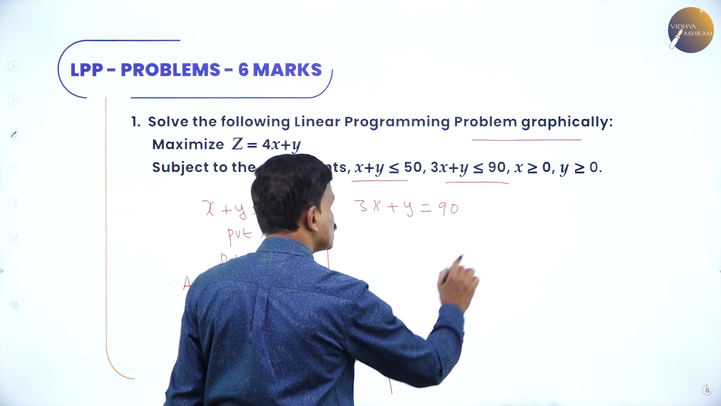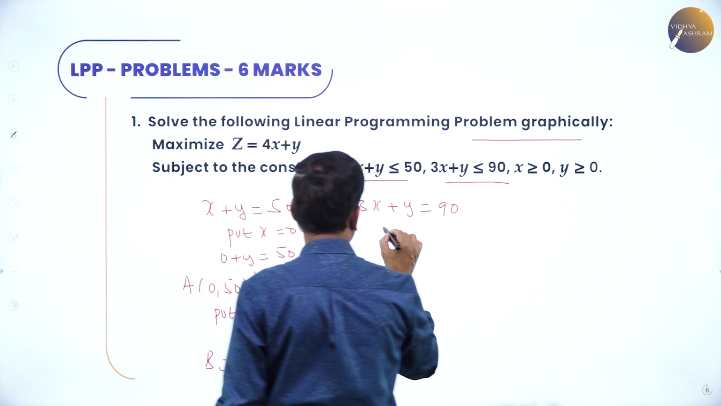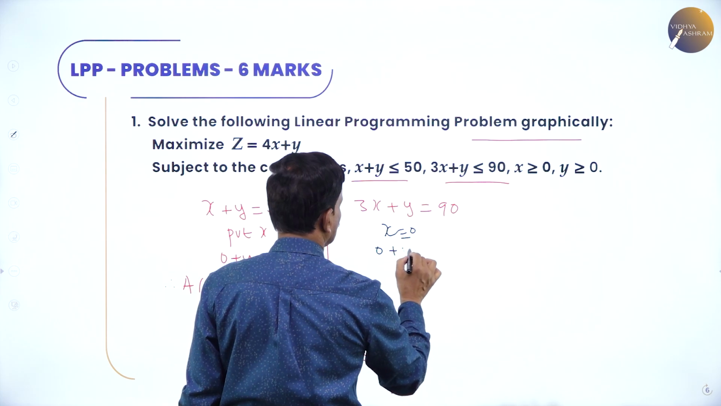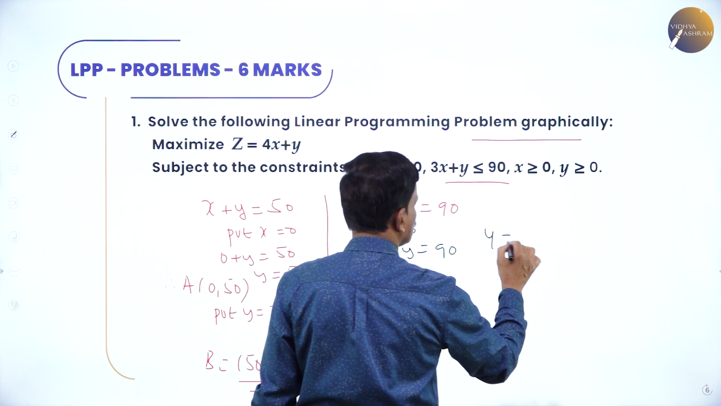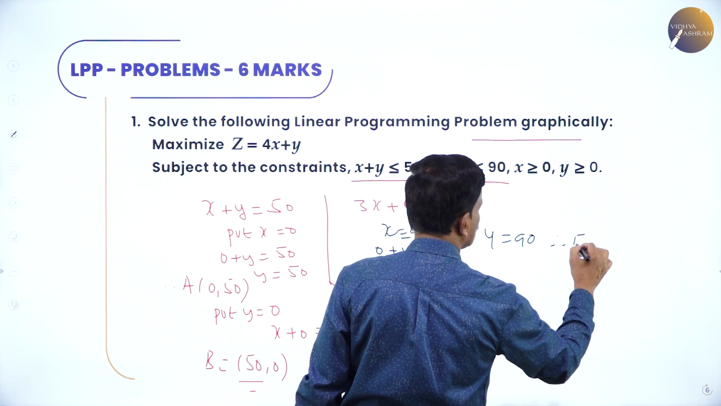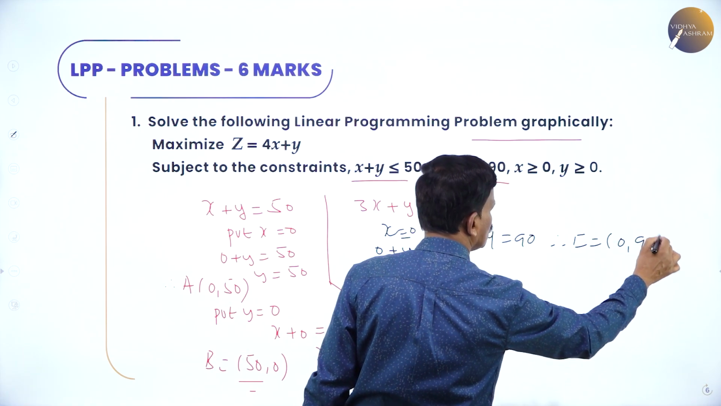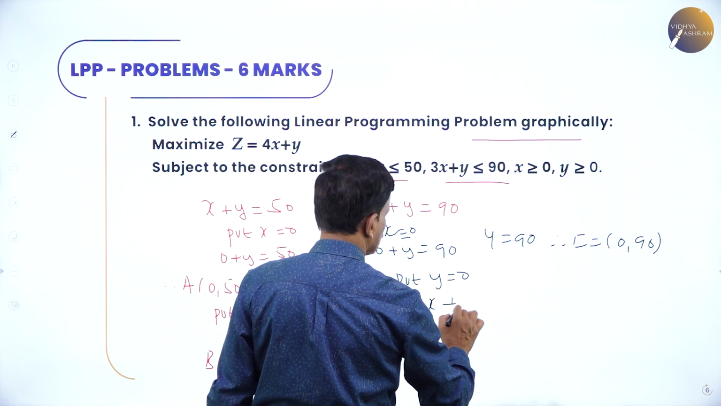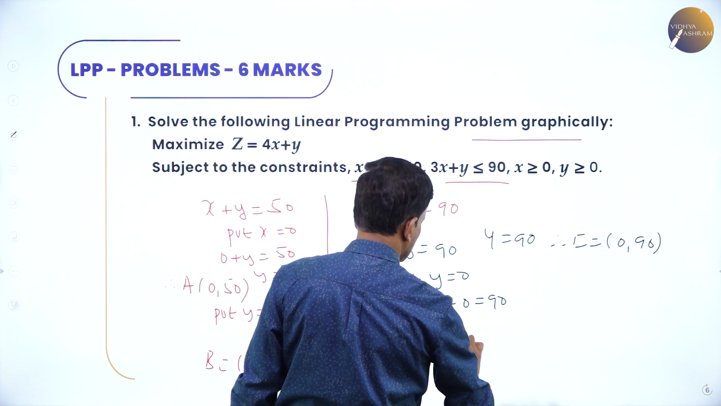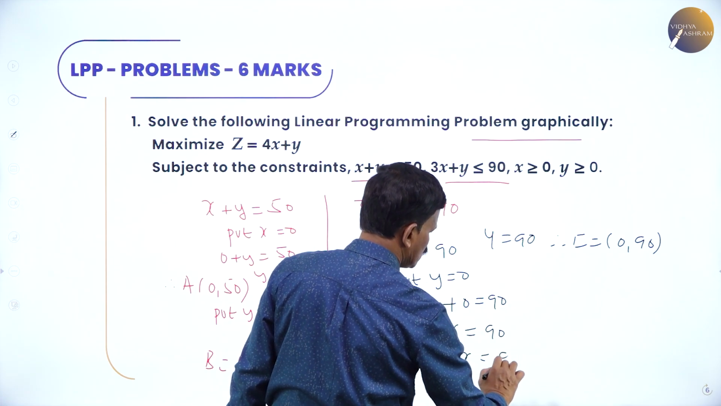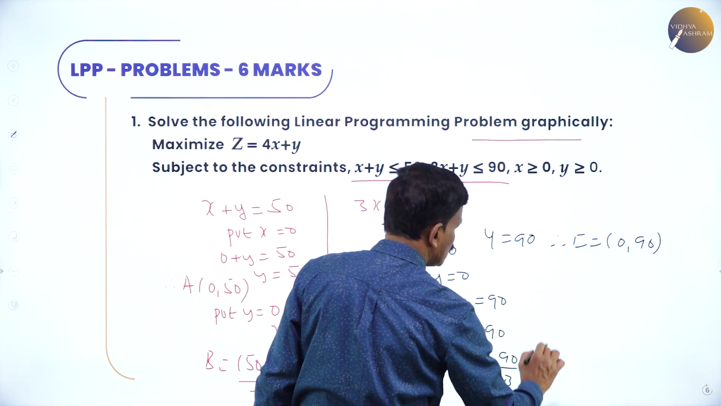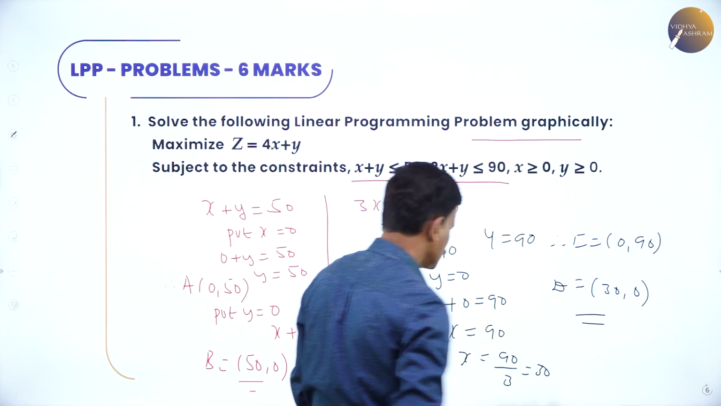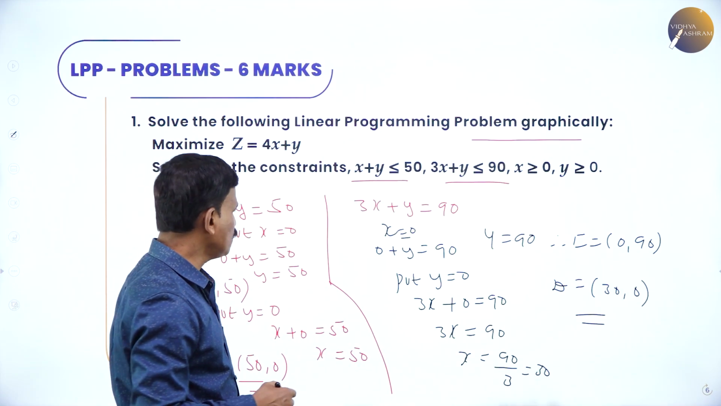On the other hand, solve this. The same procedure: put x is equal to 0. Then 0 plus y is equal to 90, y is equal to 90, therefore the point C is equal to (0, 90). Again put y is equal to 0. Then 3x plus 0 is equal to 90, 3x is equal to 90, x is equal to 90 divided by 3, which is 30. The other point D is equal to (30, 0). That's all. So these are the 4 points A, B, C, D.